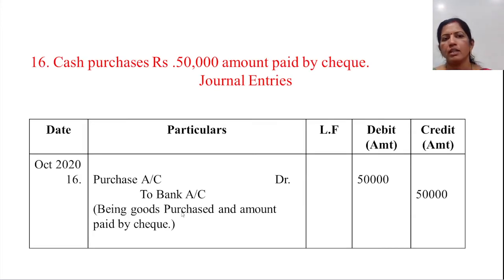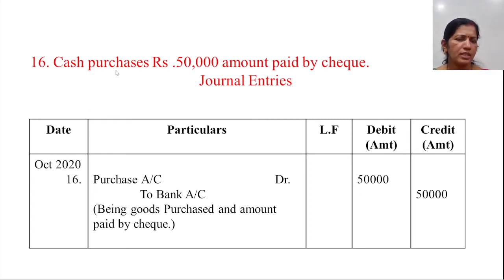Next date 16. Cash purchases rupees 50,000, amount paid by check. Here we purchased goods and paid by check. When a transaction involves payment through check, then the bank account is taken. The second account is bank.